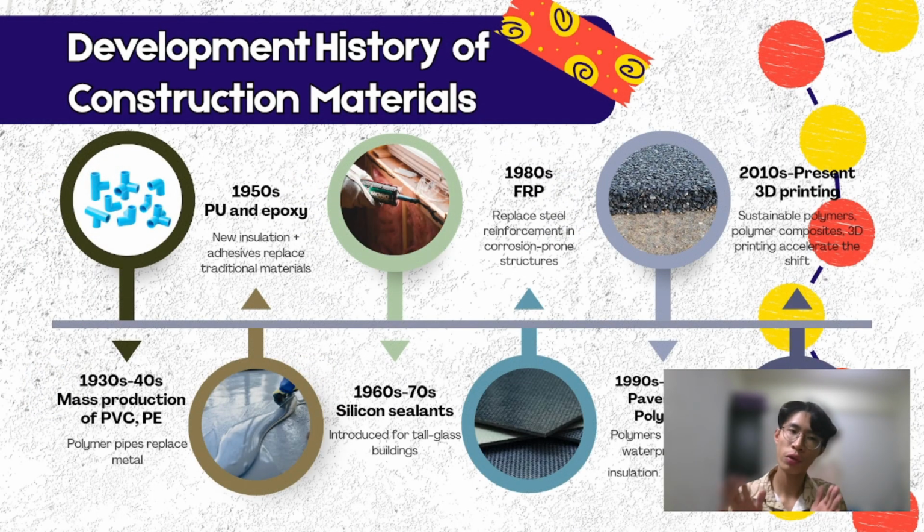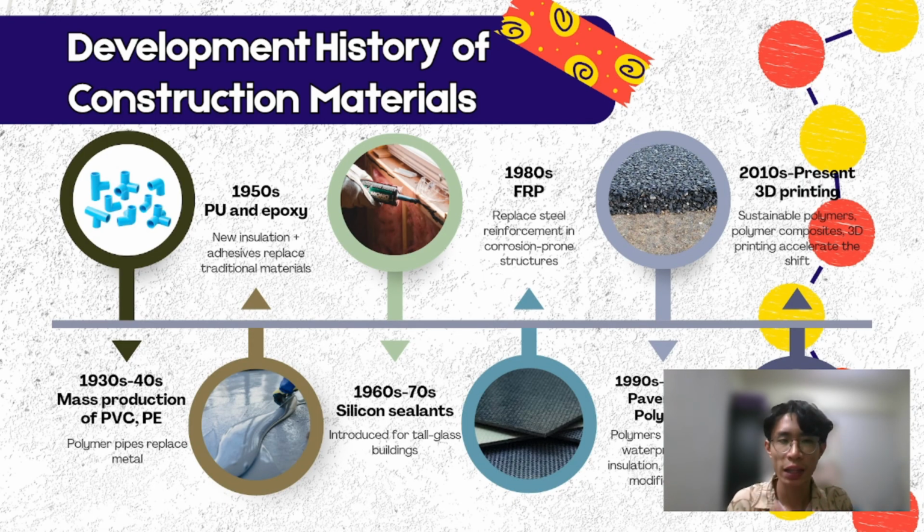Firstly, we are going to introduce the development history of the construction materials. During the 1930s to 40s, the industrial revolution time, this is the first time that polymer-based materials went into mass production. The two types of polymers mass-produced were PVC and PE, and these polymers were used to replace the metal bar, the metal pipe, sorry.